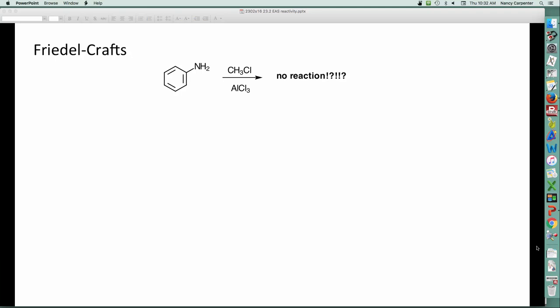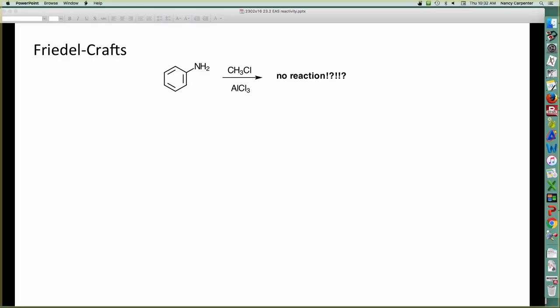What about Friedel-Crafts? Well, that's not actually a very easy reaction to have take place. And in fact, if you have an electron withdrawing group on your aromatic ring, Friedel-Crafts won't take place. So what's going on here? Clearly, the amino group, as we've already seen, is ortho-para directing and activating, so why would this Friedel-Crafts not succeed?